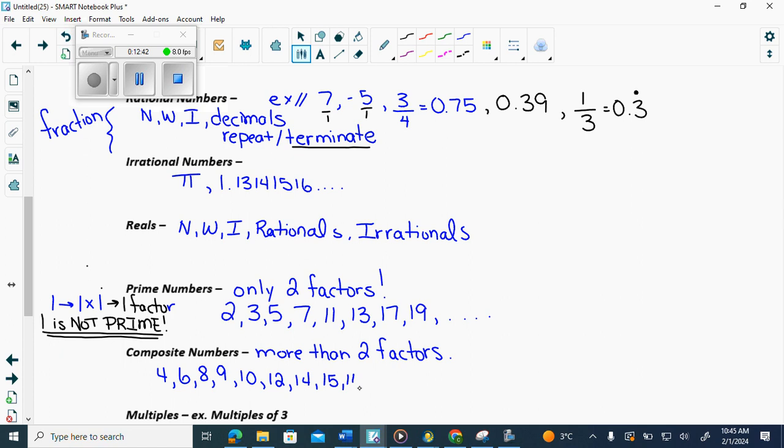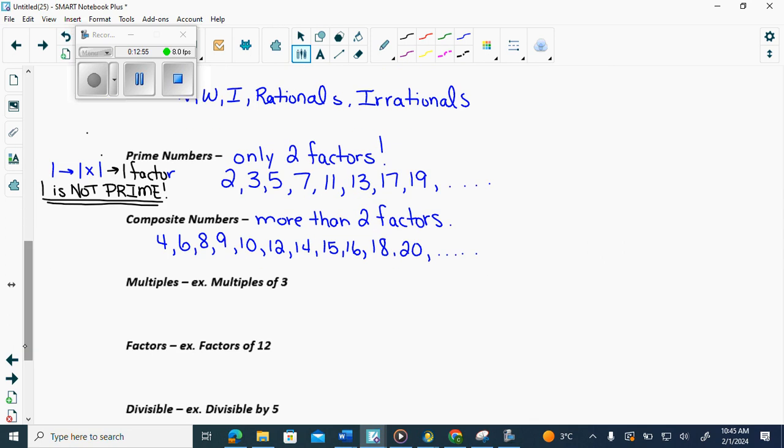So technically everything that's not prime except for 1 is composite, correct? 18, 20, etc. So these are all just previous definitions you took in different math classes. We're just reminding you of what they are, okay?